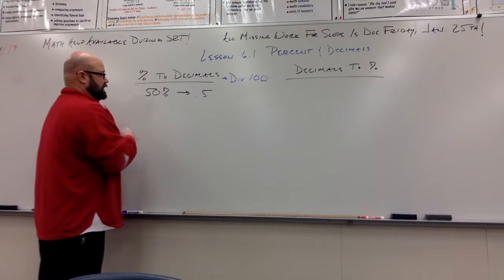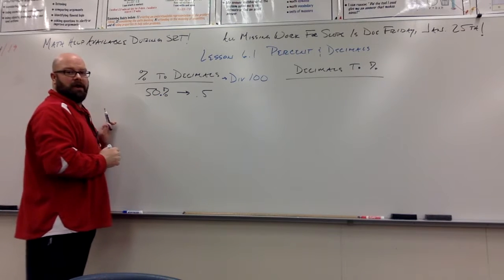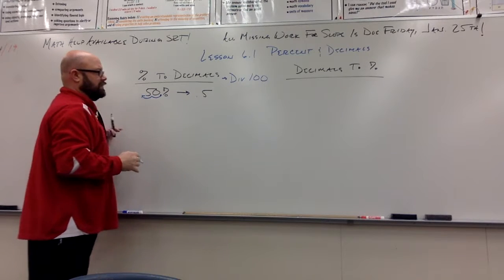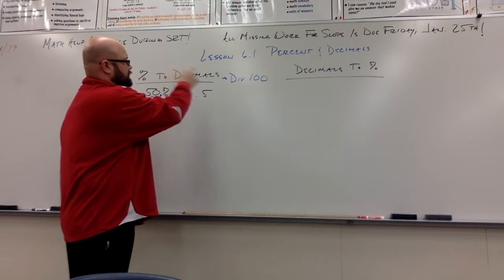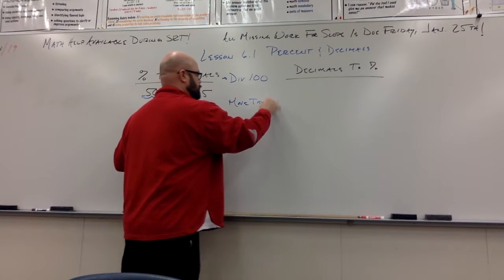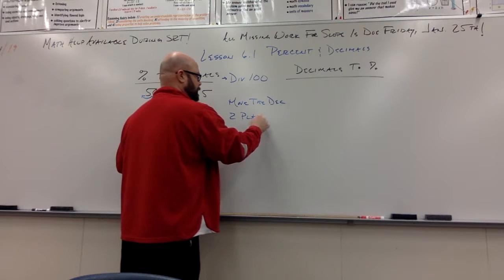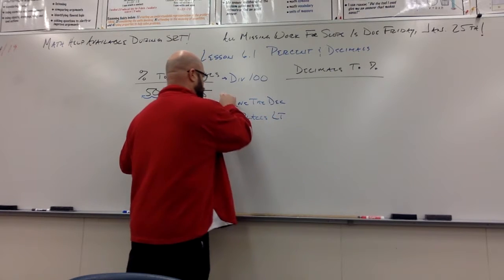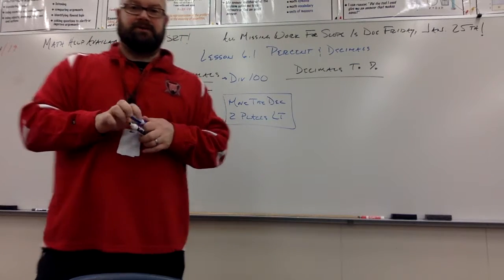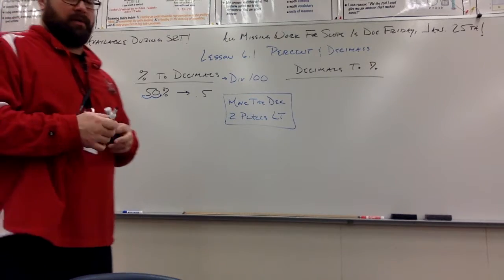Functionally, in 50%, my decimal is right here. So if I'm dividing by 100, it's the same as moving my decimal 2 places to the left. To go from a percent to a decimal, we're going to move our decimal 2 places left. All the time, 100% of the time. To change a percent to a decimal, we're always going to move our decimal 2 places to the left, no matter what it looks like.